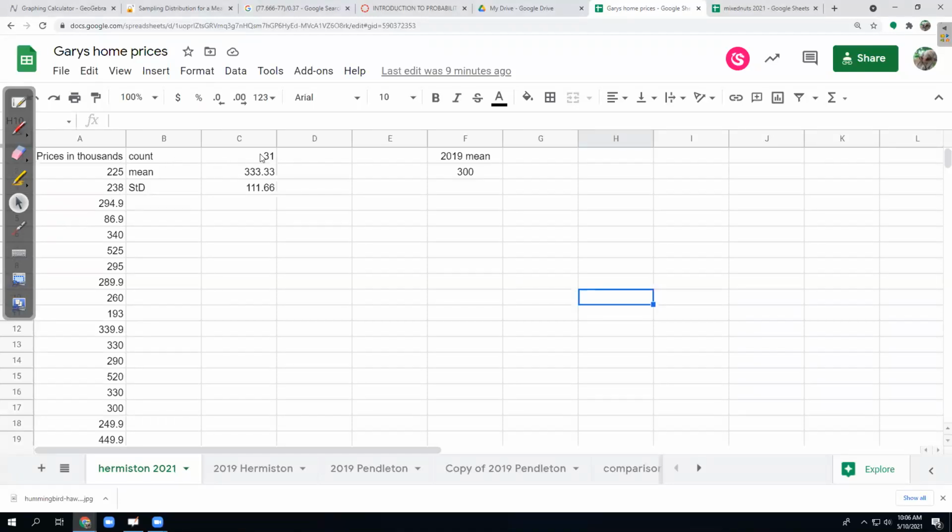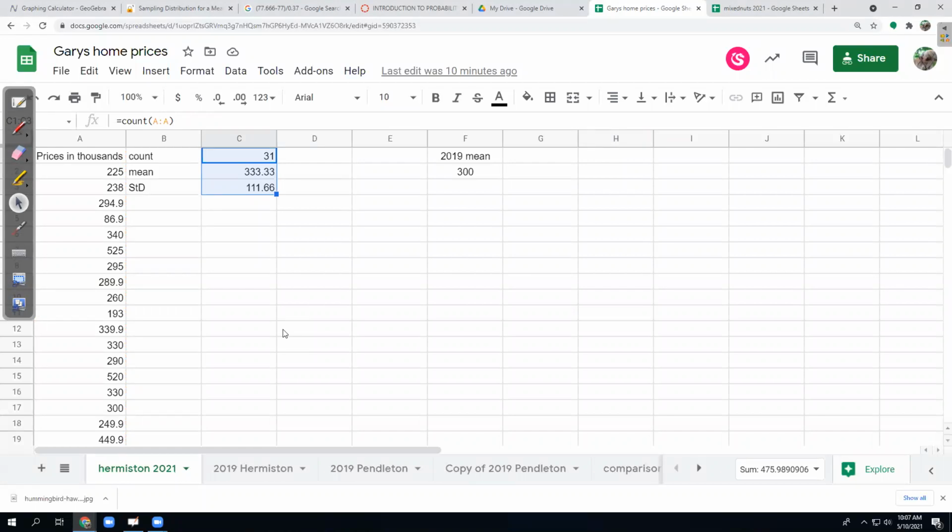I have 31 that the computer counted for me, and I'm using the count command on that column to say, hey, how many numbers are in that column? And then the average command, things we did way back in week 1 and week 2 of the course. And then I asked for the standard deviation of this sample. So here are my 3 sample statistics that I need in order to perform a hypothesis test.